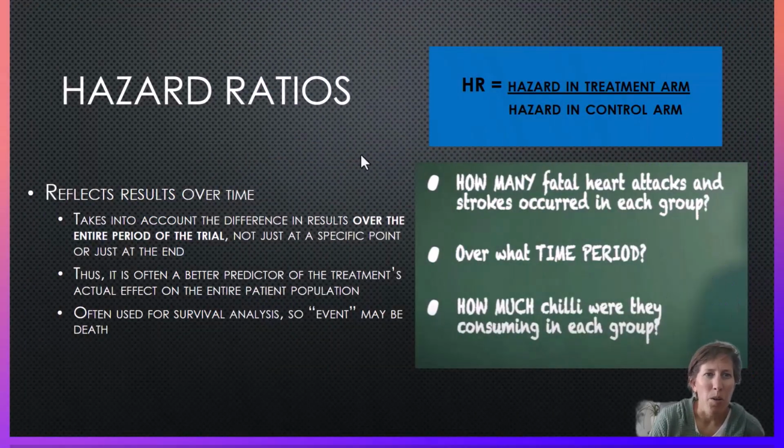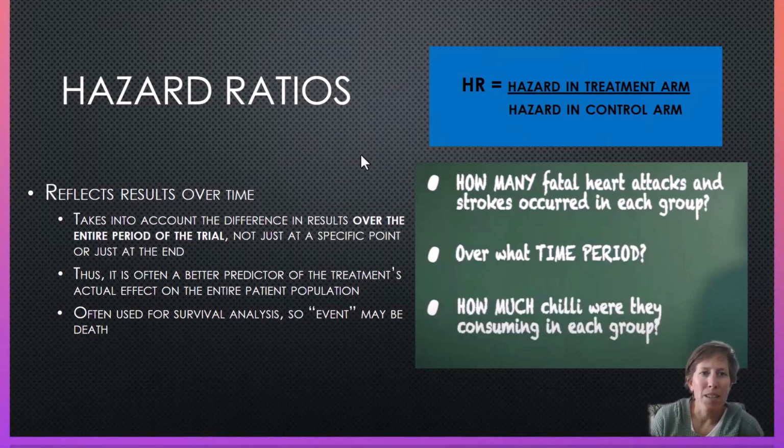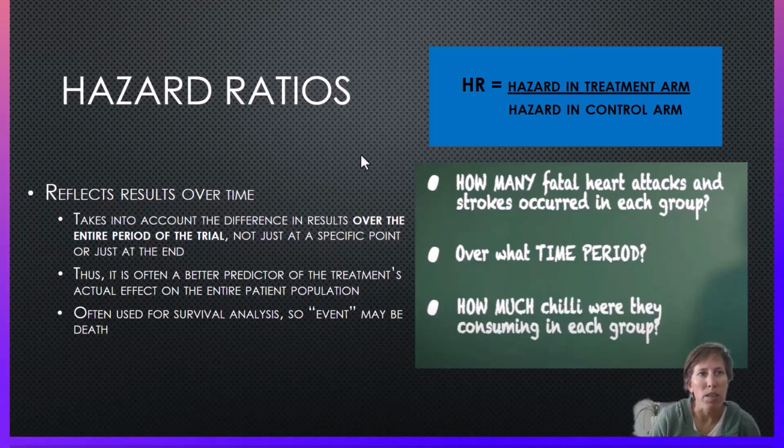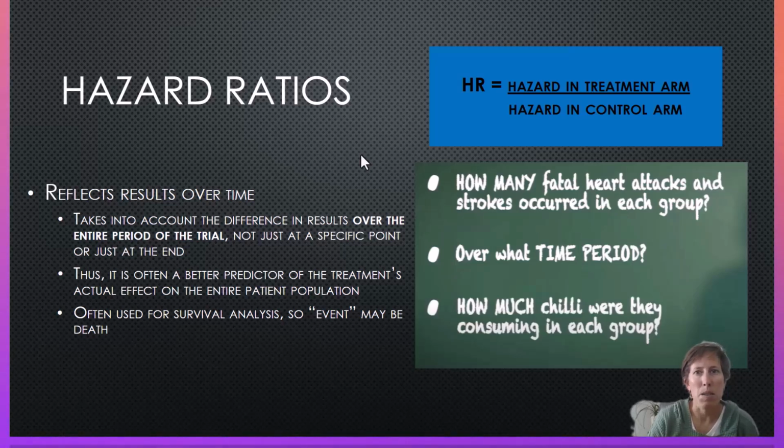So a hazard ratio reflects results over time. It takes into account the difference in results over the entire period of the trial, not just a specific point. Thus, it is often a better predictor of a treatment's actual effect on the entire patient population. Hazard ratios are often used for a survival analysis or survival rates. For example, they can be used in prognoses with cancer diagnosis.